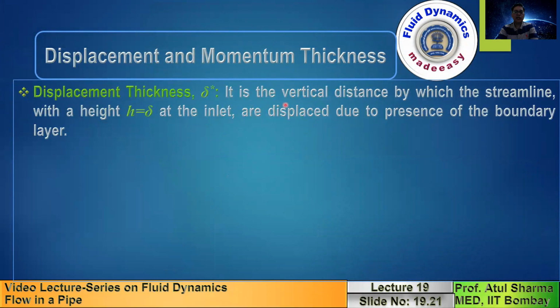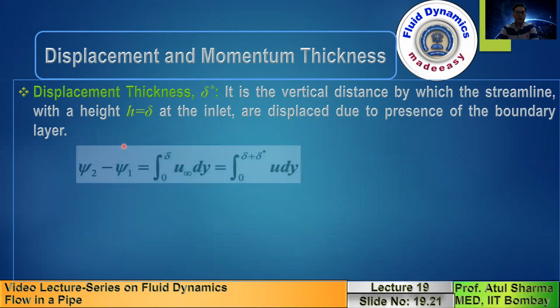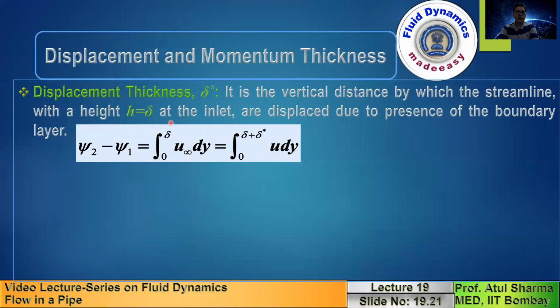The displacement thickness is a vertical distance by which the streamline with a height h equal to delta at the inlet is displaced due to the presence of the boundary layer. And as I mentioned, if you take the difference of the stream function, let's suppose psi1 is the value of the stream function at the top surface of the plate, and psi2 is the stream function corresponding to the height h equal to delta at the inlet.